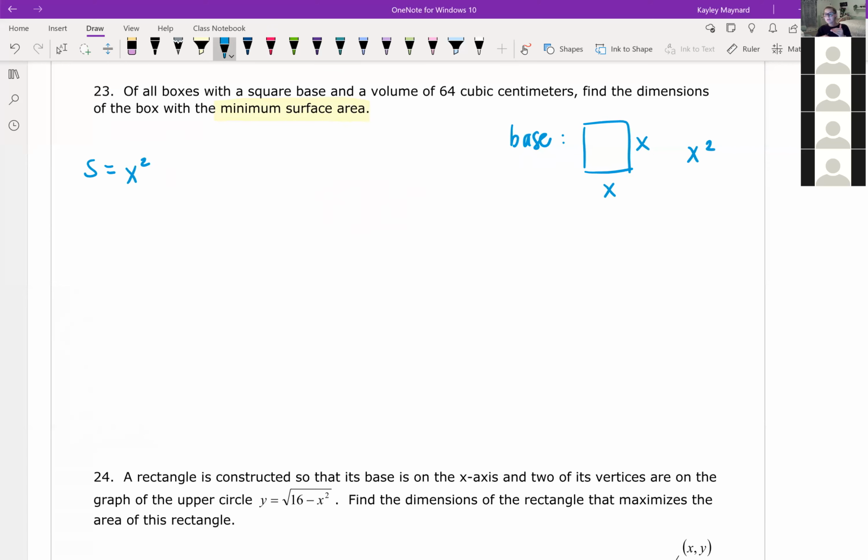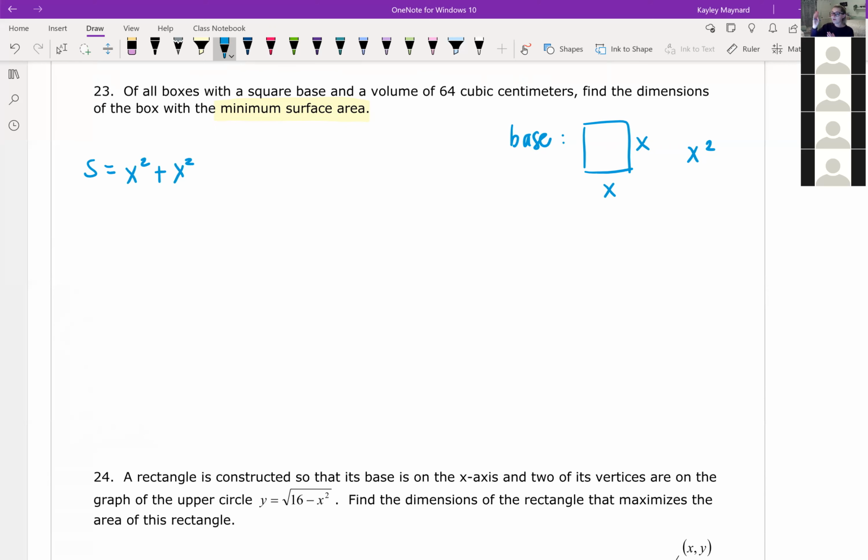If I could draw 3D shapes, I would. The other base, the top, is also the same, because the top and the bottom of a box should be the same dimensions. So add it again. Now you're worried about the sides, so you have to add in the area of the sides of the box. You don't know anything about the sides. You just know that it's a box and that it has a square base, but you don't know anything about the height of the box. If it told you that it was a cube, that means every side is the same length, but we don't know that.